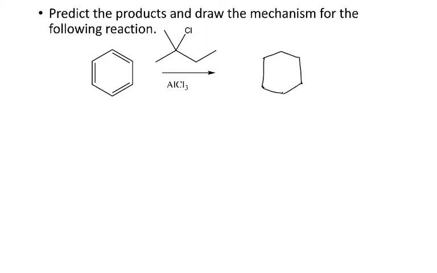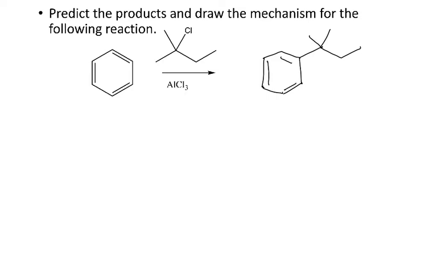So I'm going to install the alkyl group where the chlorine is onto the benzene. And so that should be my product. Finish off the benzene here, of course.